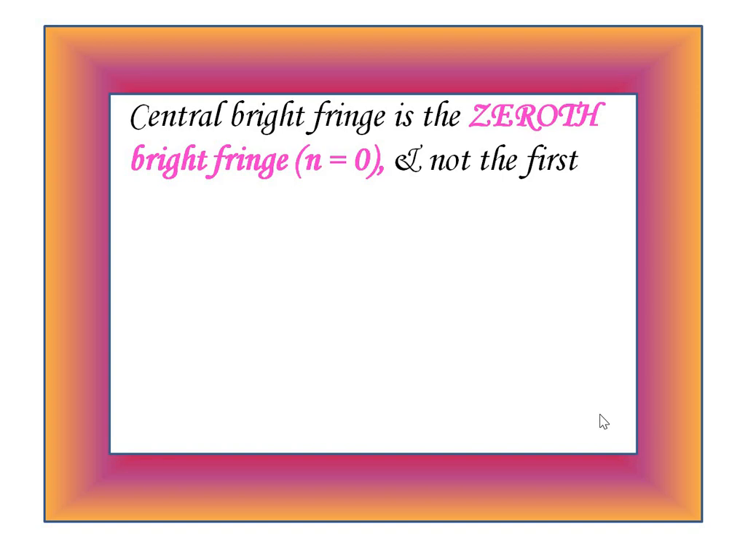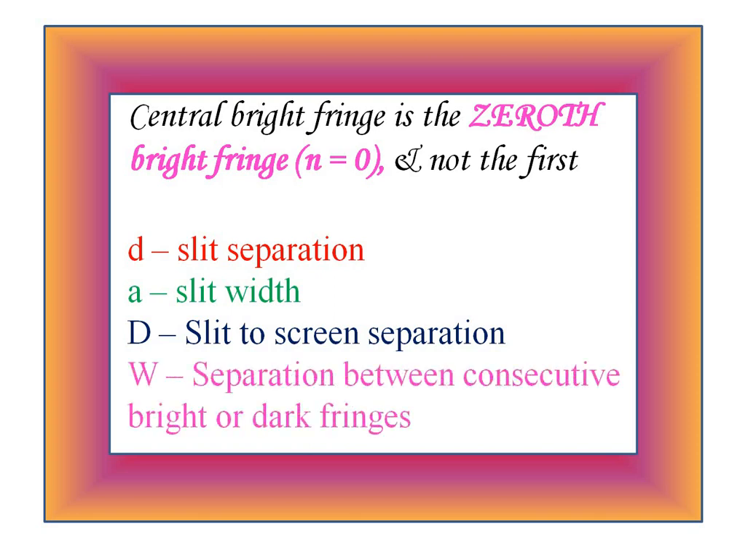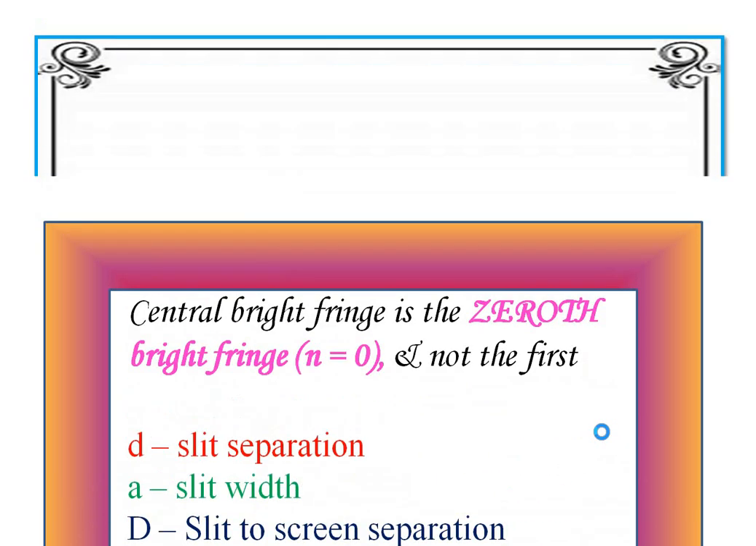We remember some quantities first. Small d is the distance, that means the slit separation. Small a is the slit width. Capital D is the slit to screen separation. And capital W is the width, that means the separation between consecutive bright or dark fringes. Let's see the comparison between Young's double slit and single slit diffraction pattern.